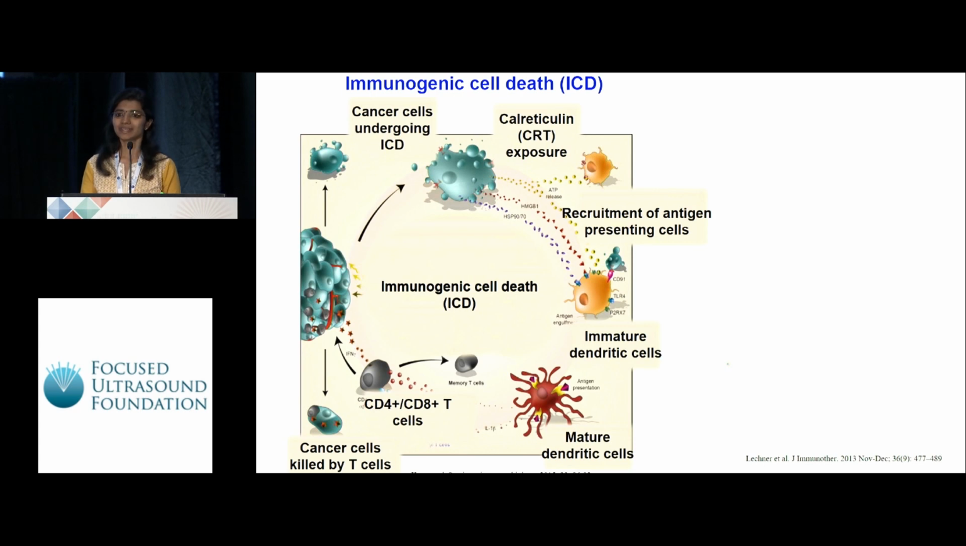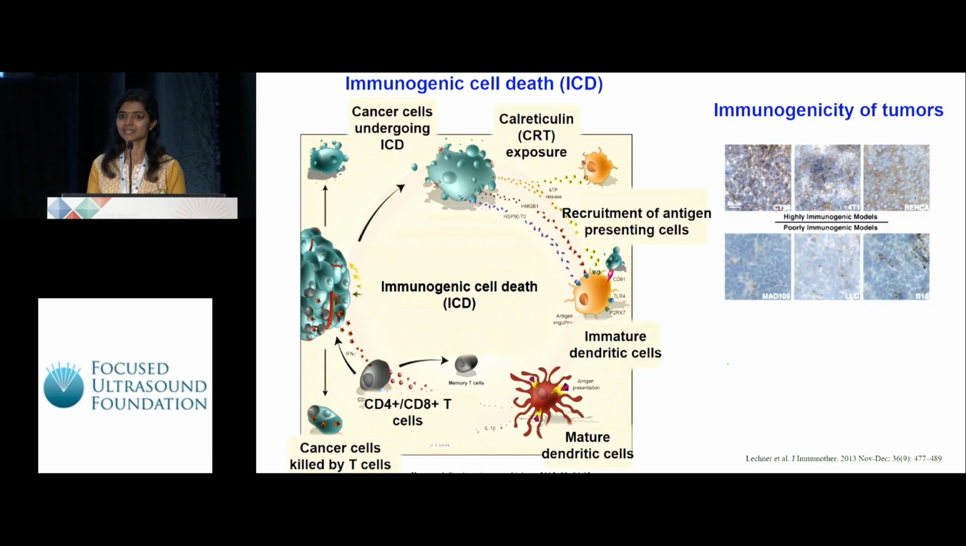ICD is a phenomenon in which dying cancer cells expose resident proteins like calreticulin on their surface, along with the release of soluble mediators like heat shock proteins and HMGB1, which can activate dendritic cells and cytotoxic T lymphocytes that in turn can destroy the cancerous tissue. It would be interesting to talk about ICD in the context of immunogenicity of tumors.